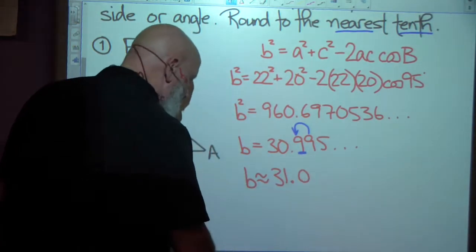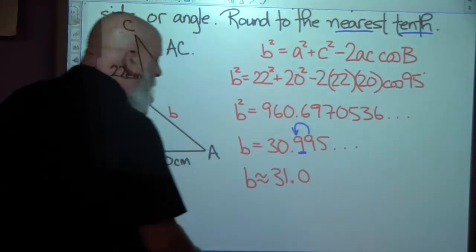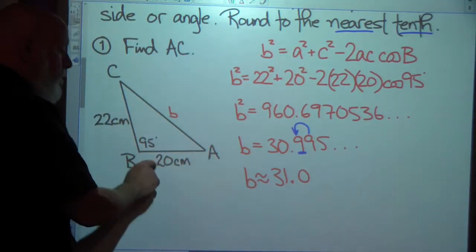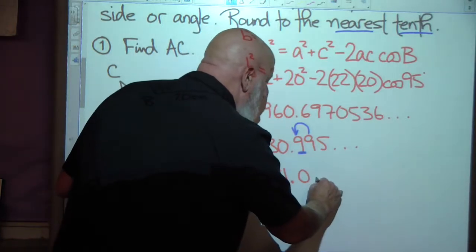Rounded to the nearest tenth will be 31.0. Let's see if we have a unit of measure. We do, centimeters. So centimeters.